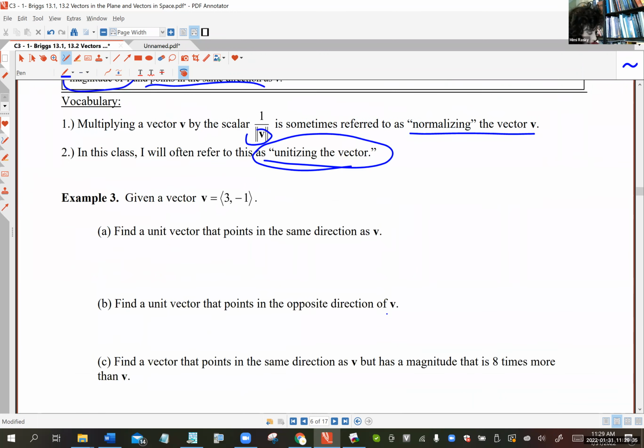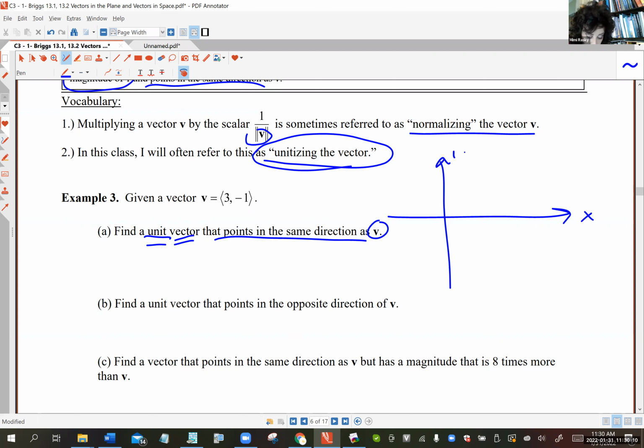So I'm going to do an example here, and this example is similar to what's going to be on Sunday's quiz. I'm going to show you what the pitfalls are too in doing this example, so pay attention so you don't fall into the pitfalls. So letter A is easy. They want you to find a unit vector, that means a magnitude of 1, that points in the same direction as the given vector. Okay, let's sketch the vector first, even though they didn't tell us to, because I want you to notice something, and you'll learn something too.